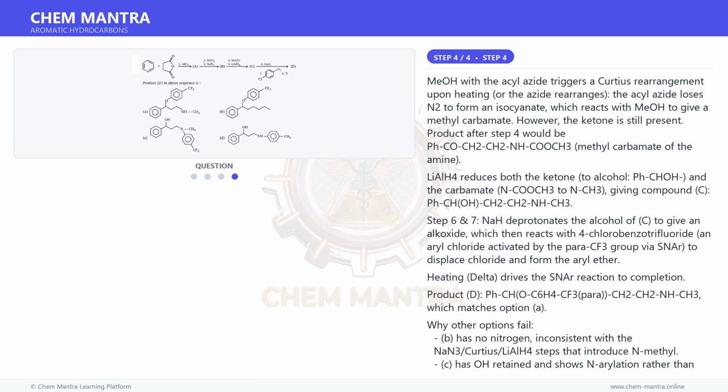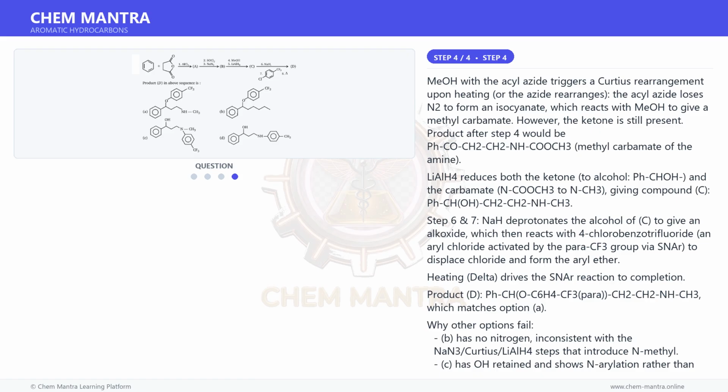LiAlH4 reduces both the ketone to the alcohol, PhCHOH, and the carbamate to N-CH3, giving compound C, PhCH(OH)-CH2-CH2-NH-CH3. Step 6 and 7, NaH deprotonates the alcohol of C to give an alkoxide, which then reacts with 4-chlorobenzotrifluoride, an aryl chloride activated by the para-CF3 group via SNAr to displace chloride and form the aryl ether. Heating, delta, drives the SNAr reaction to completion.